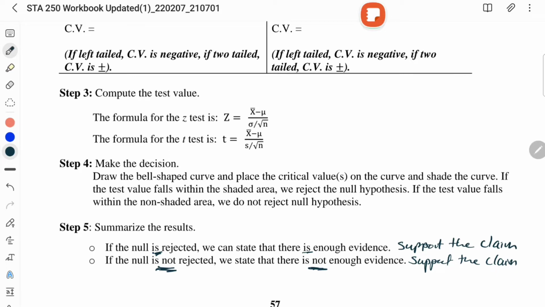So in this video, we're going to run two tests. We're going to do two questions. One will be a z-test, one will be a t-test, and then you must determine which one is which.